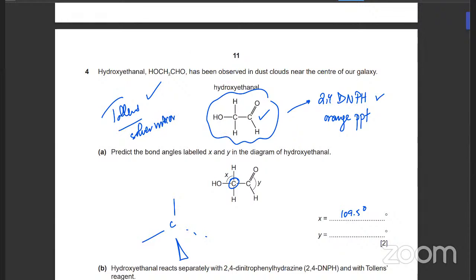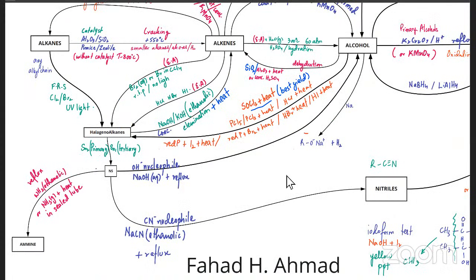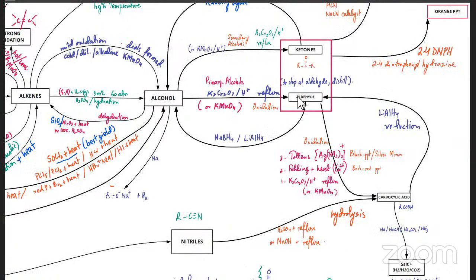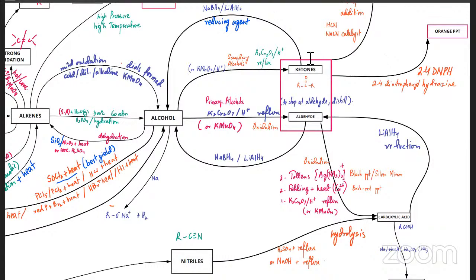Let's also remember that primary alcohols turn into aldehydes, and aldehydes can be oxidized by Tollens', Fehling's, or K2Cr2O7 or KMnO4, and they turn into carboxylic acid. If a secondary alcohol turns into a ketone, ketones don't get oxidized. But both of them react with 2,4-DNPH to give an orange precipitate.